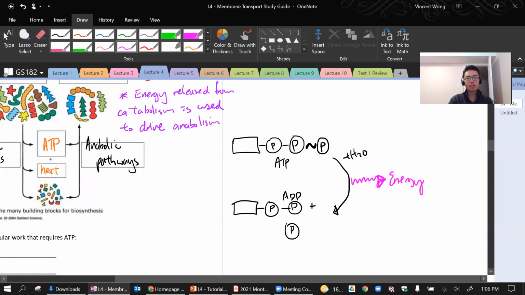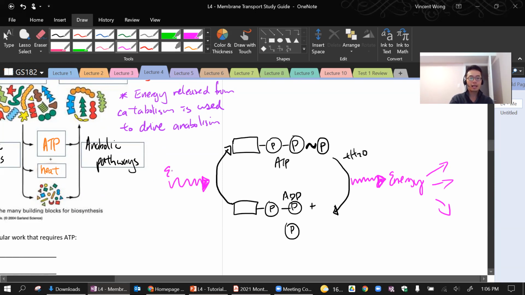Okay, and then you can use this energy to do different things, such as building molecules. But now you would have an ADP, adenosine diphosphate. That's not very energetic anymore. You need to recharge this molecule. So to recharge it, you will have to supply energy. It's like your phone. You've got to plug it in, recharge it.